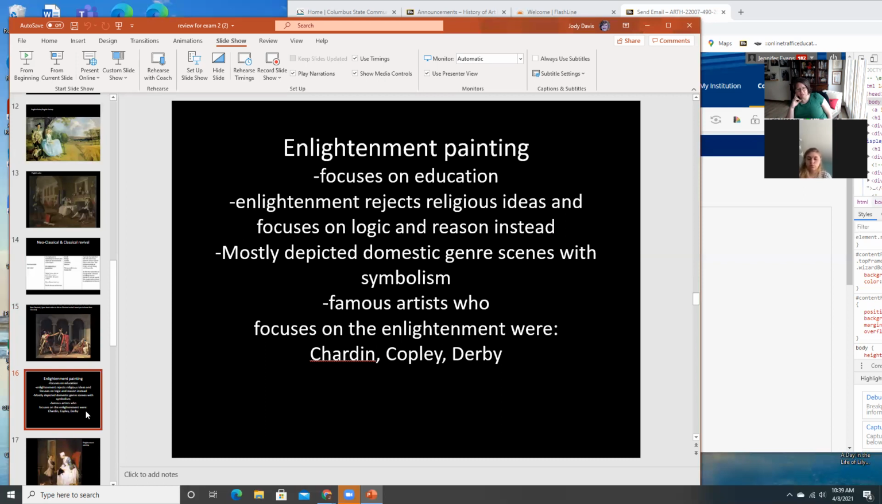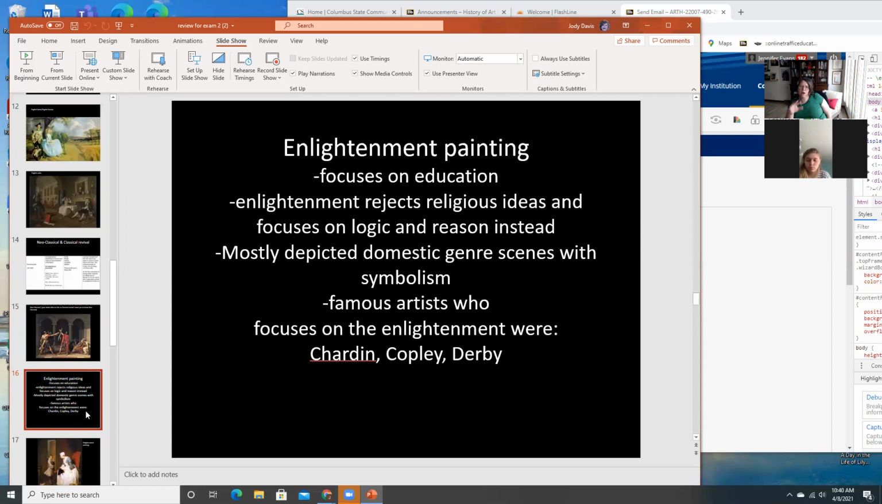Enlightenment painting focuses on education. It is painting that talks about duty, as in the female role, duty to the home. It rejects religious ideas. It's the opposite of the divine right to rule. They believe that people should be picked for jobs because they are skilled at them, because they have education with which to fulfill the duty of the job.